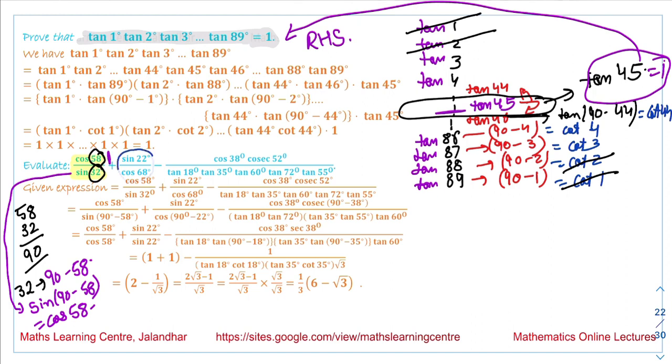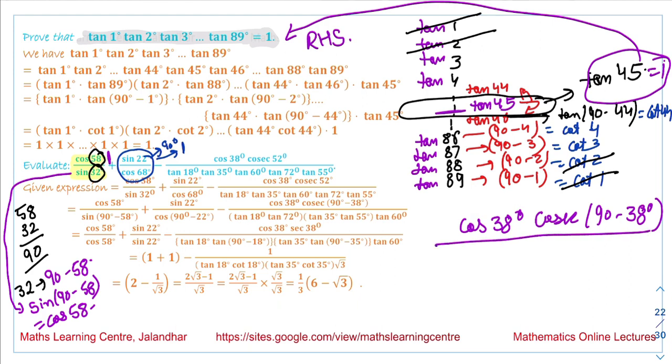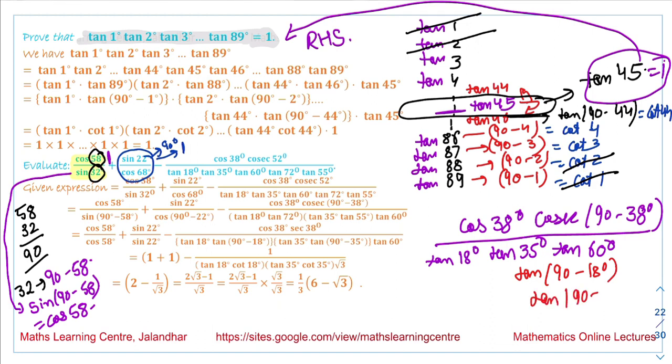Similarly, for the second term, the sum of both these angles is 90 degrees, and on solving this, the final answer you will get is 1. Now we are talking about the third term. It is cos of 38 degree into cosecant of 90 minus 38 degree over tan of 18 degree, tan of 35 degree, tan of 60 degree, and the next two terms we can write in the form tan of 90 minus 18 degree and tan of 90 minus 35 degree.